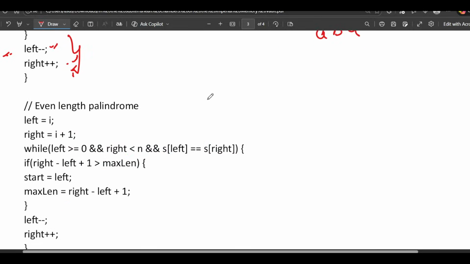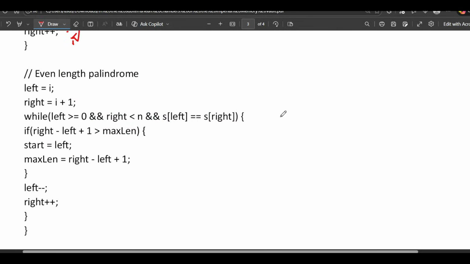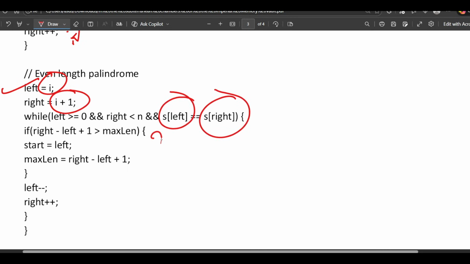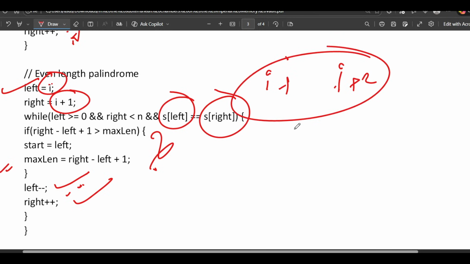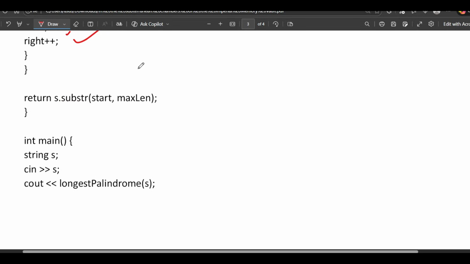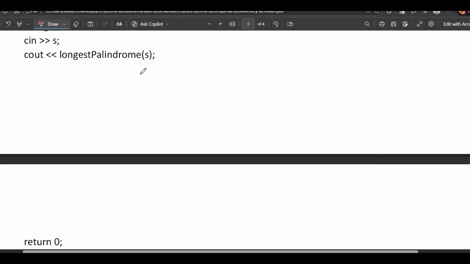We will also do the same for even length. The value of left will be i, and for right it will be i plus 1. We will be checking if s left equals s right. Again we do the same thing, updating the length if it is greater than the max length, and doing left minus minus and right plus plus. This is what we have discussed, because now it will compare i minus 1 and i plus 2. This way we will be getting all the palindromes, checking them, and returning the maximum length.